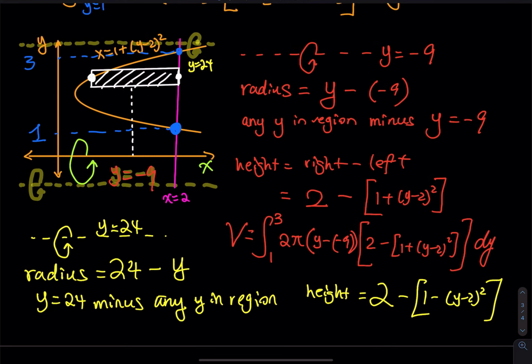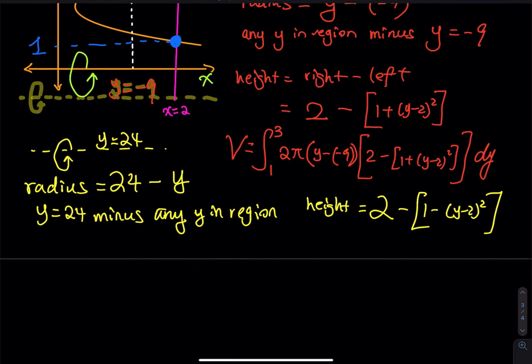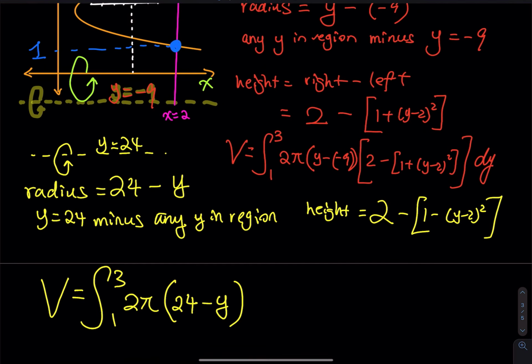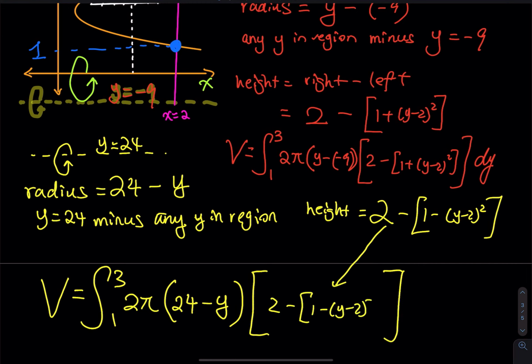And then you put everything together, so you have the volume equals from 1 to 3, 2 pi r, 24 minus any y, so 24 minus any y, and then you have the height. The height is another square bracket, and then you put this in: 2 minus (1 plus (y minus 2) squared), and then dy. Alright, so that is the end of this problem.